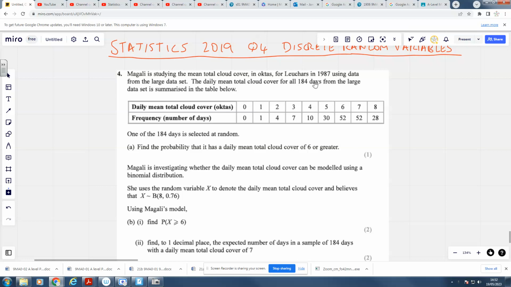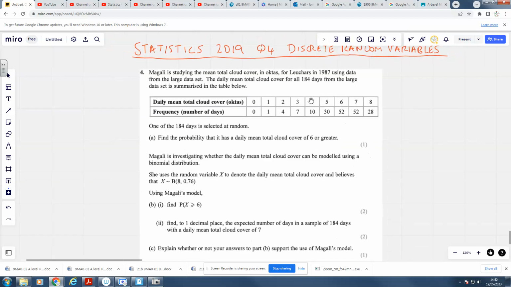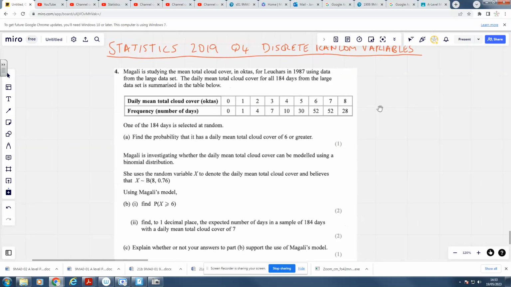But yeah, it is for Leuchars, which is in Scotland, in 1987, using data from the large data set. The daily mean total cloud cover for all 184 days from the large data set, because they only take it from May to October. Remember that. I believe it's May to October, March to October, I think, actually, are the months which they use.